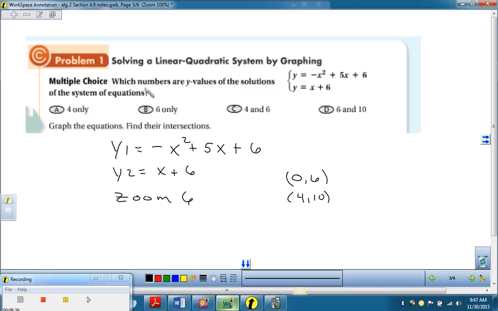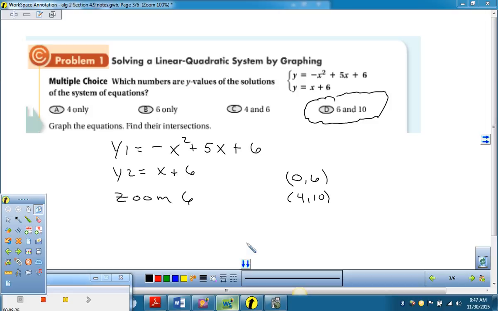So the question said, which numbers are y values of the solutions to the system of equations? So what should it be? 6 and 10, the y values. Okay? So that's how we can do this graphically with our calculator. But, you know, we'll have to do it by hand. Questions on the calculator part? Okay. All right, let's move on.